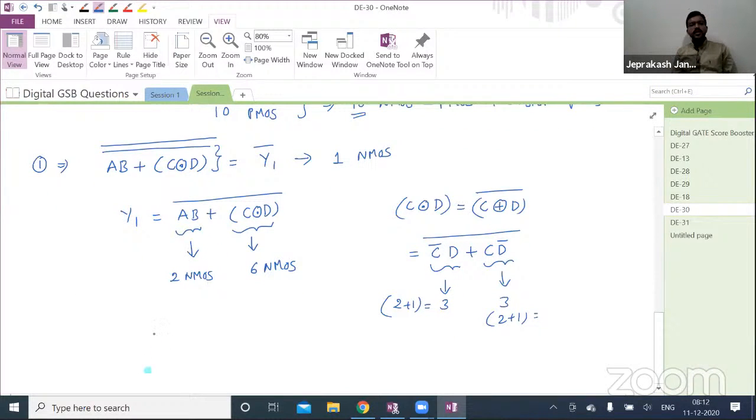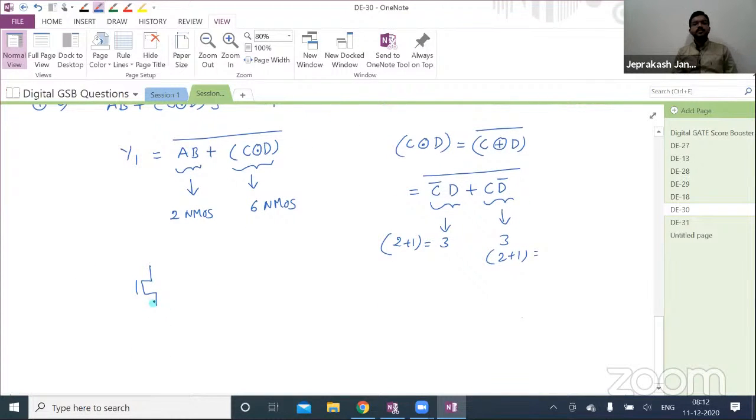Okay. So here it is something like this. Just for easy understanding, I will draw part of the circuit diagram here. Here you will be having 2 NMOS transistors in series, A and B. And here you will be having C XNOR D. I am just representing the C XNOR D NMOS logic.